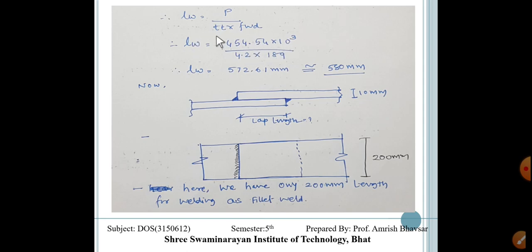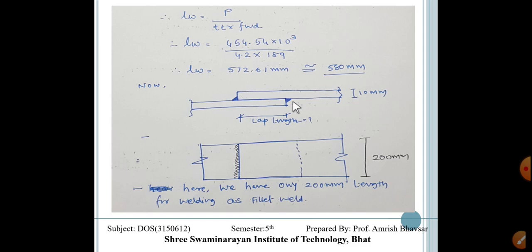We have to convert it in Newton because all other terms are in Newton, and the throat thickness is 4.2 and FWD is equal to 189. So we can get the length of weld, that is 572.61 mm. So we can take a round up figure, that is 580 mm.